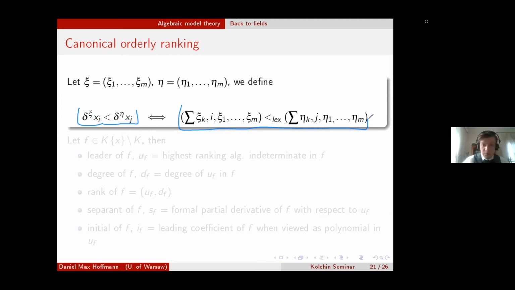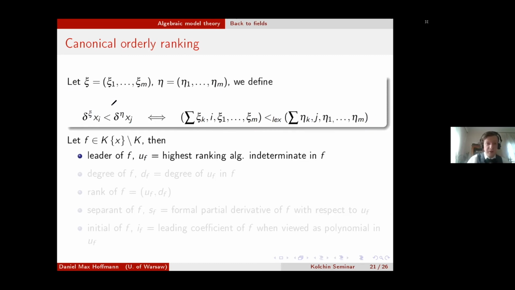I think you're good. So let us move on. If I have this formal differential polynomial F, then I would just define a few things. The leader of F, denoted by UF, is the highest ranking algebraic indeterminate in F with respect to this canonical ordering here, okay? Then the degree of F, denoted by df, is just the degree of UF in F. Rank of F will be the pair UF, df, and again, ranks are ordered by a lexicographical order.